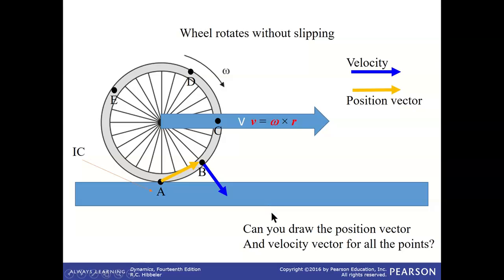Now, can you pause the video and draw the position vector and velocity vector for all the remaining points? That is points C, D, and E. And I'll give you the answer.